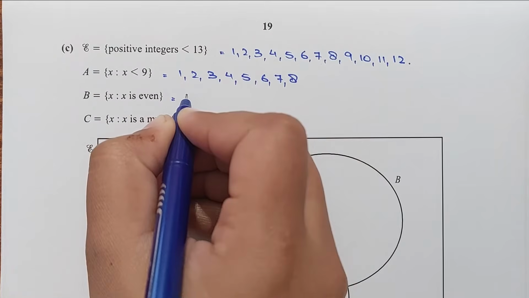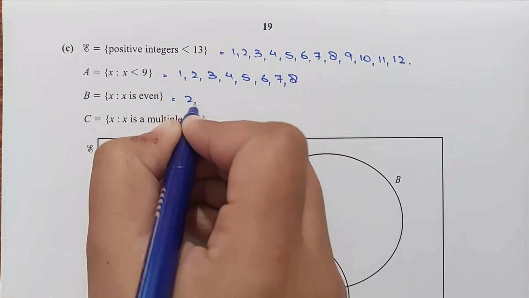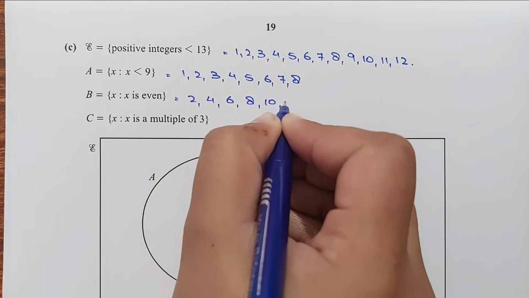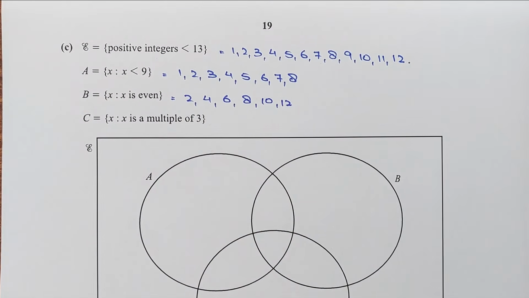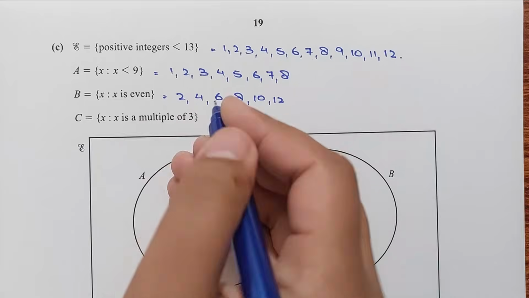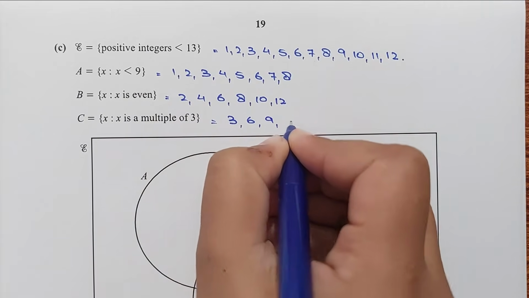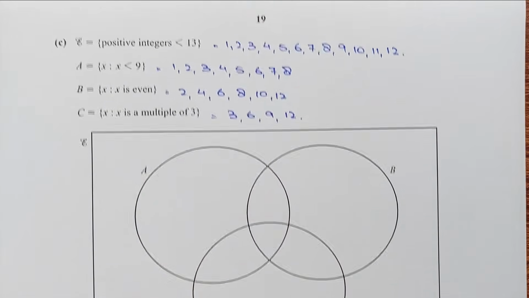B, x where x is even. So even numbers are 2, 4, 6, 8, 10, and 12. Now C, x where x is a multiple of 3. Multiples of 3 are 3, 6, 9, 12, right?